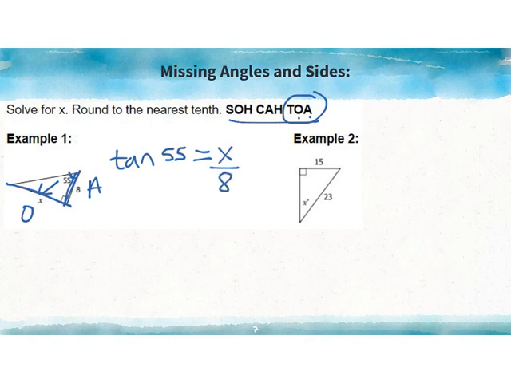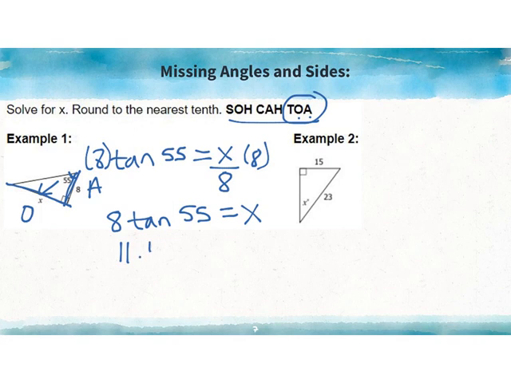Now we need to actually get x by itself. We're going to multiply both sides by 8, and this is what we actually put in our calculators. So we will be using calculators. 8 tan 55 equals x. So when we actually put that in our calculator, 8 tan 55, we end up getting 11, and we're rounding to the nearest tenth, 11.4. So that is actually our side length of our opposite side from that angle.